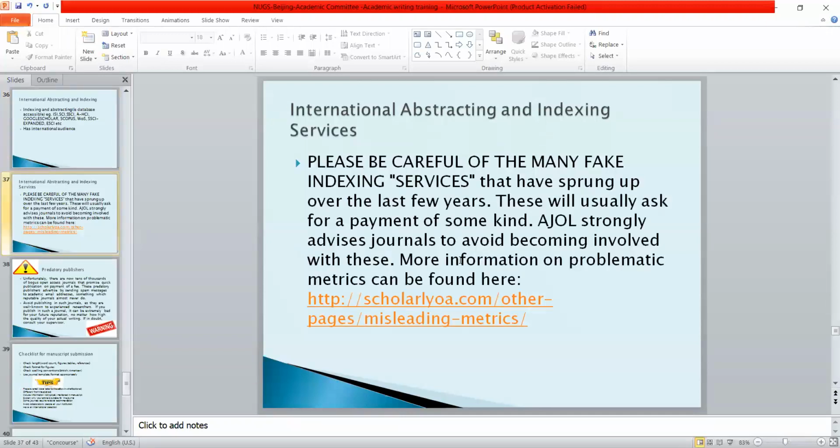Selecting a journal is very, very important in your academic writing. Then please be careful of many fake indexing services. They have a lot of fake indexing services. If you are not sure of the journal that you are publishing, you want to see whether the journal is well indexed and abstracted, there's a way of finding it. There's a link down there. It is very, very easy for you to find it. So let's pay attention to that.